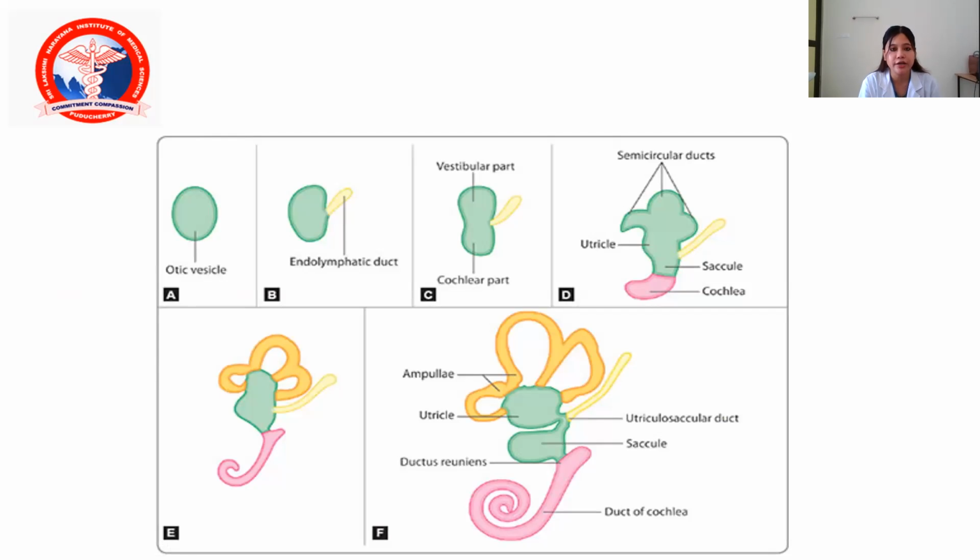the posterior semicircular duct. And also the ampullae, that is the dilated portion at one end of the semicircular ducts, have been formed. From the saccular part, that is the ventral part, it develops into the saccule and the duct of cochlea. Now you have to remember the duct of cochlea turns around 2.75 turns.